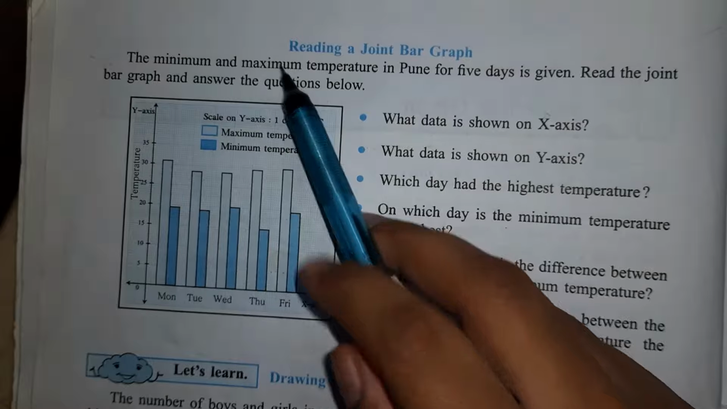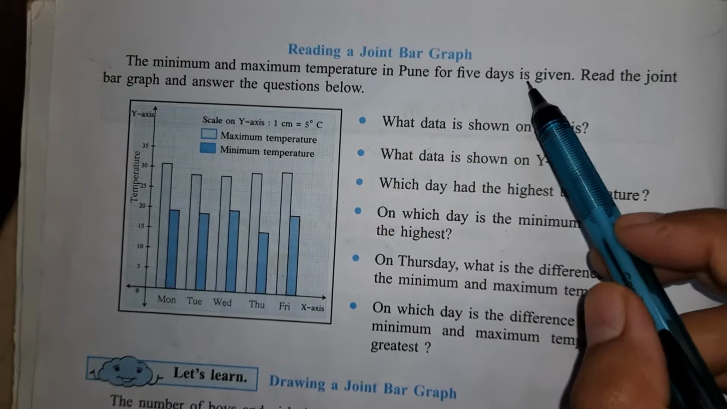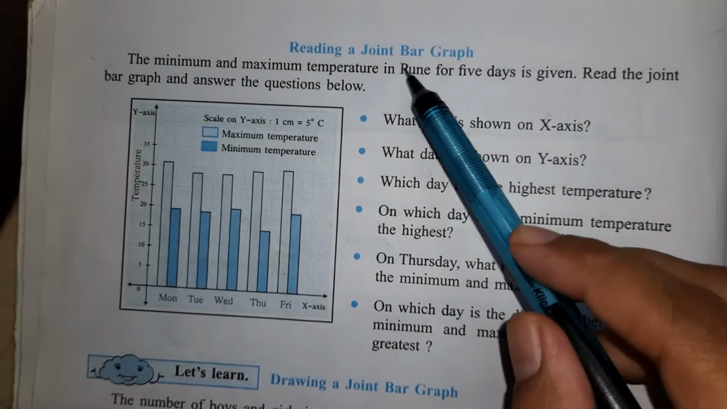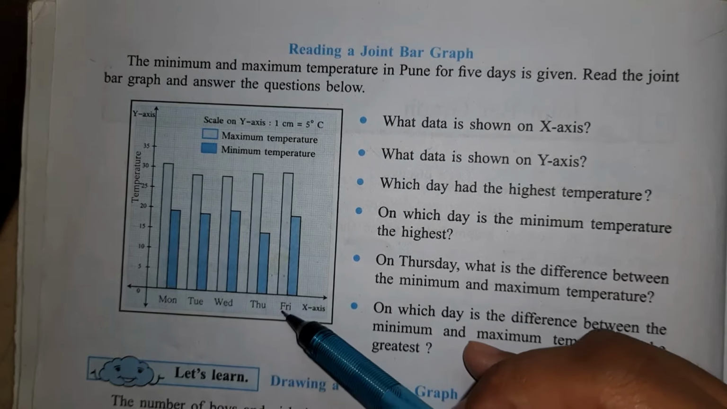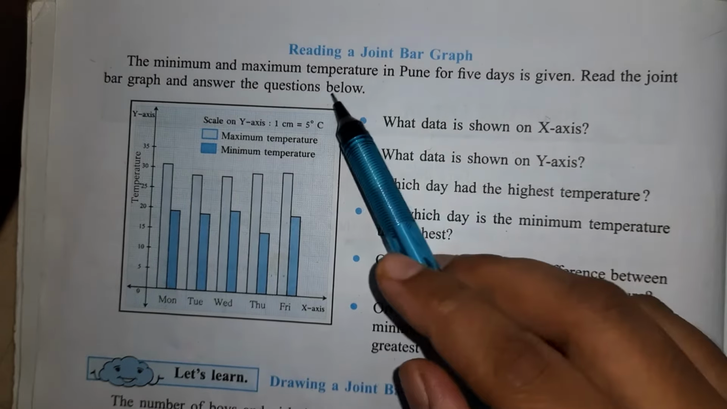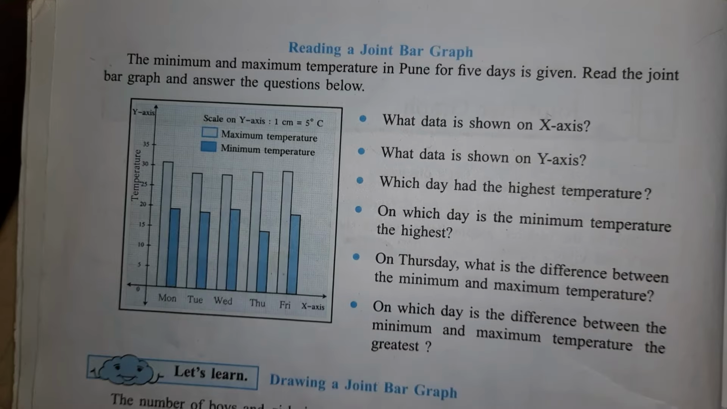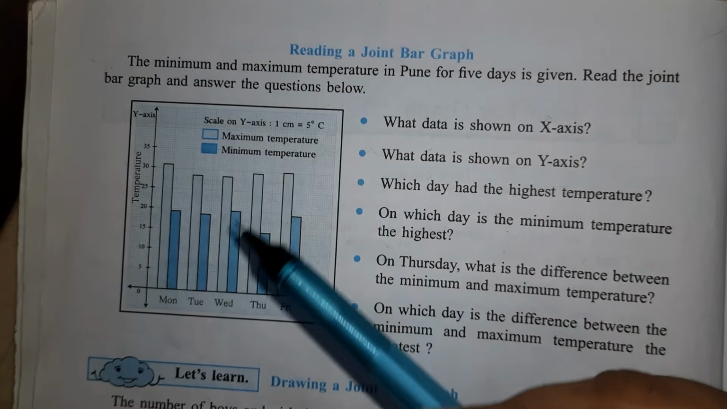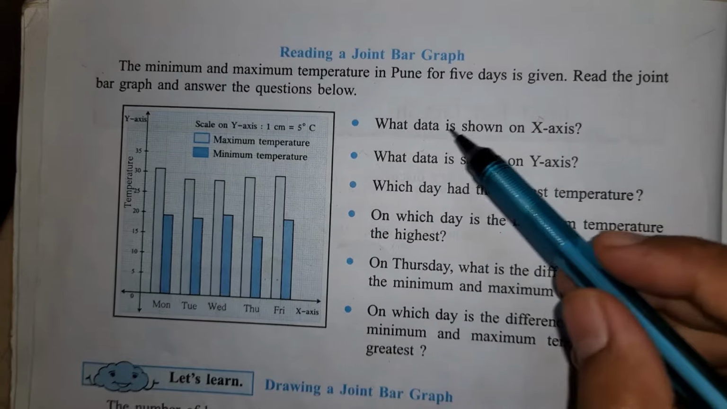The minimum and maximum temperature in Pune for 5 days is given. Okay, so here what is common? City is same, and number of days are same. So only minimum and maximum temperature is the difference. तो दोनों को एक ही ग्राफ में ड्रॉ कर दिया. Read the joint bar graph and answer the questions below. So इसको रीड करना मतलब क्या करना?